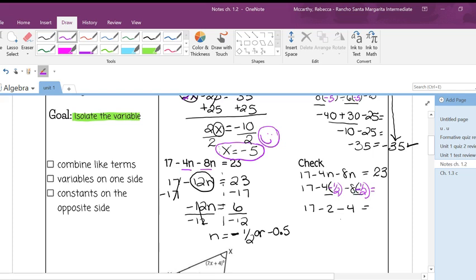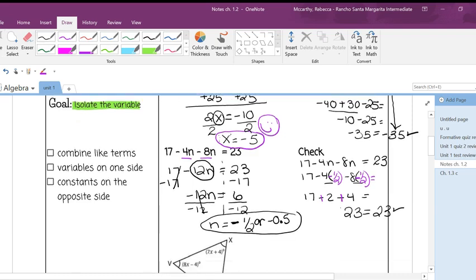So I'm going to go back in. That gives me a +2, a +4. So that's 19 plus 4 is 23. Now, does that match the other side? So it does. So it was just an issue of me substituting my right value. It checks, so my answer is correct.